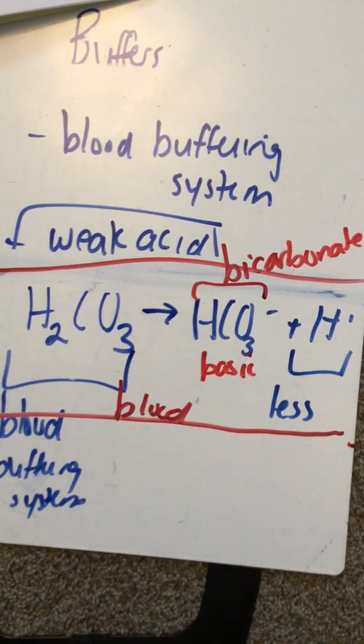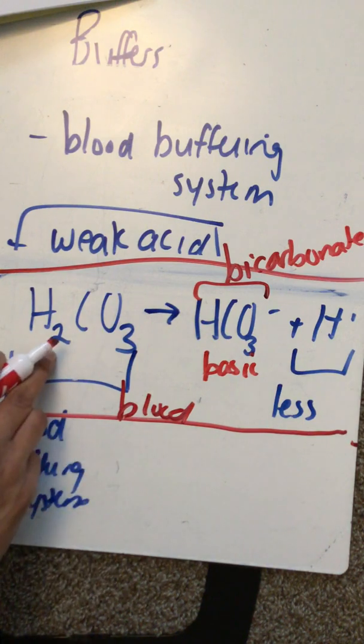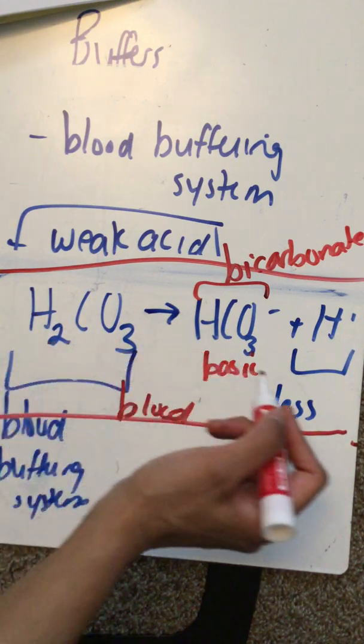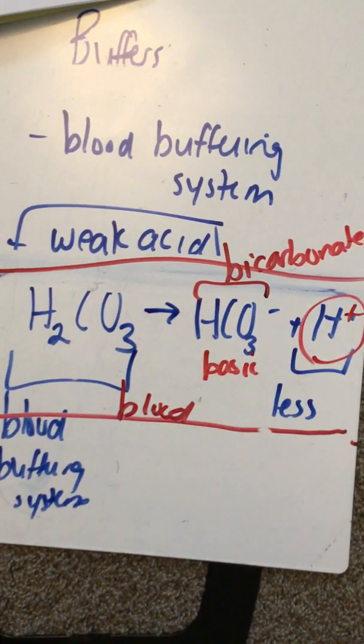And because it's a weak acid, weak acids tend to hang on to their hydrogens, right? They don't want to let the hydrogen go. You're going to make H positive, but you're not going to make very much H positive, right? You're going to make less H positive.